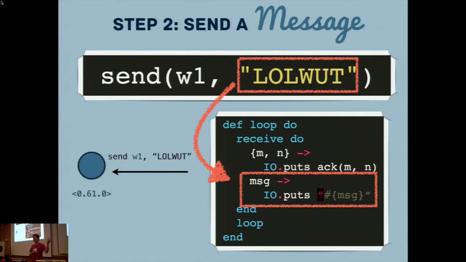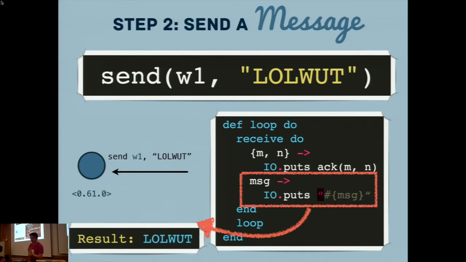When the process receives anything other than a two-element tuple, the second catch-all pattern is hit, and then again we'll return the result. Similar to the previous example, the body is matched and then the result is printed.